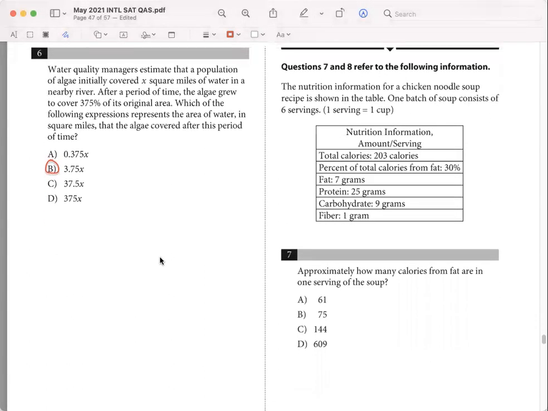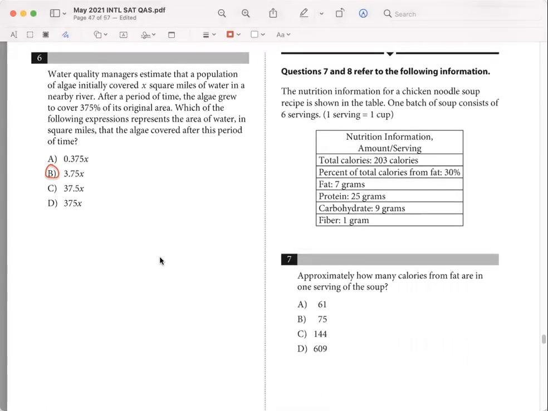Okay. Question 7 and 8. The nutrition information for a chicken noodle soup recipe is shown in the table. One batch of soup consists of 6 servings, where one serving is 1 cup. So this is the nutrition information. Approximately how many calories from fat are in one serving of the soup?